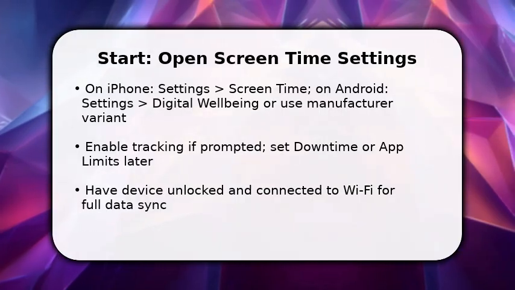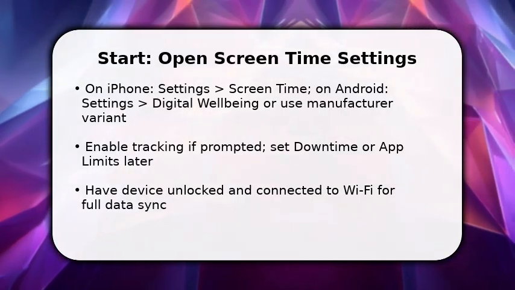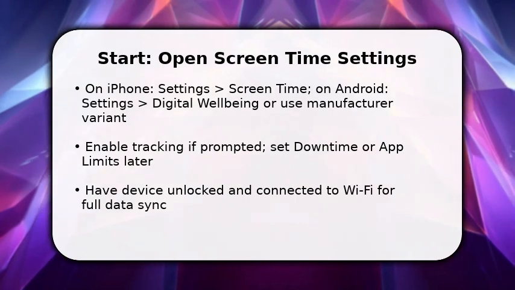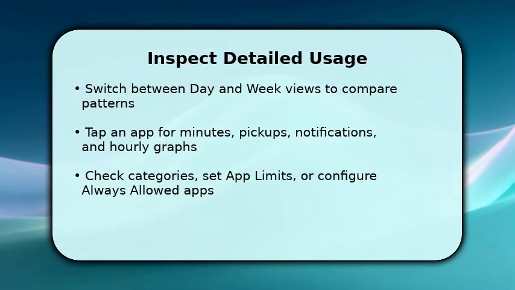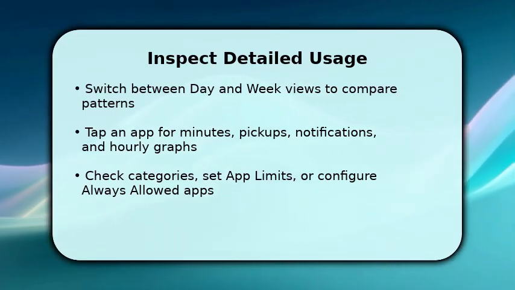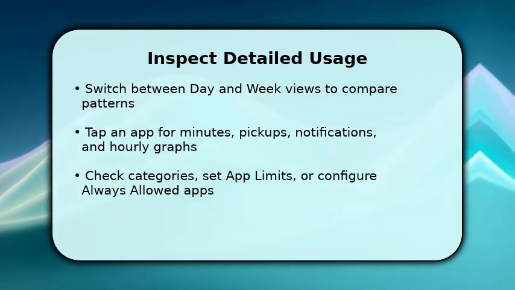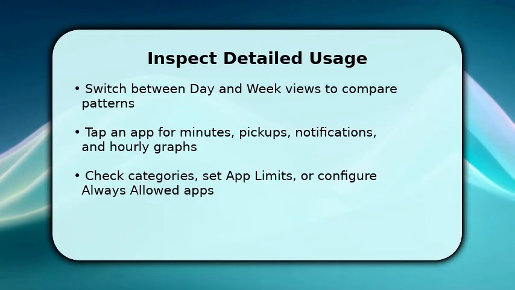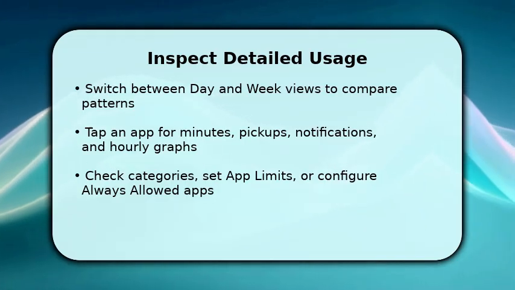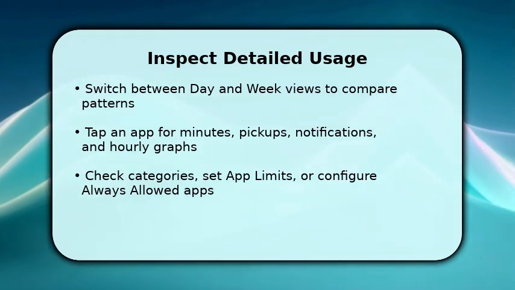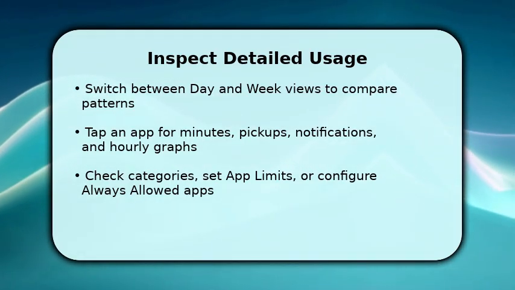Now tap into today's summary to get your first actionable readout and identify the top apps using your time. Once done with the initial screen, dive into details to understand how and when you use your device. Switch between day and week views to spot spikes, and tap any app to see minutes, pickups, and notification counts. That tells you why it climbs. Use the hourly graph to find problem times.